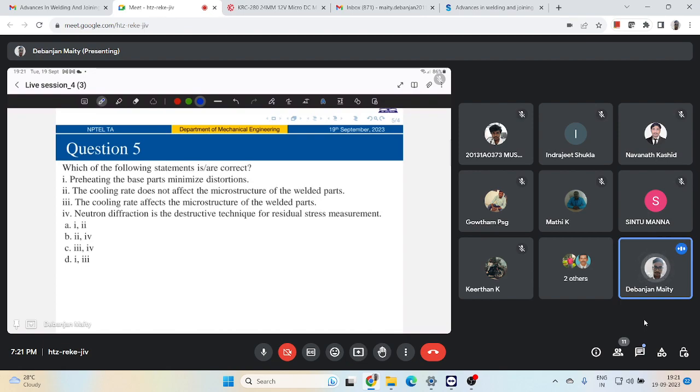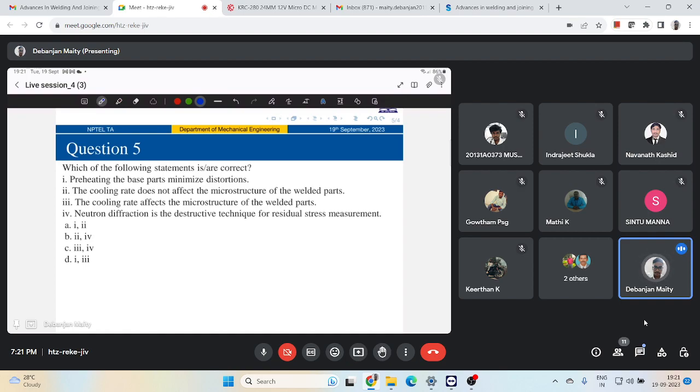So, in terms of distortion, what are the different kinds of distortion you have heard of? There is longitudinal shrinkage, then transverse shrinkage, then angular change, then bending, buckling. Many kinds of distortion effects are there. Now, how can you eliminate distortion? Yeah, D is correct. You are right. So, how can you eliminate distortion?